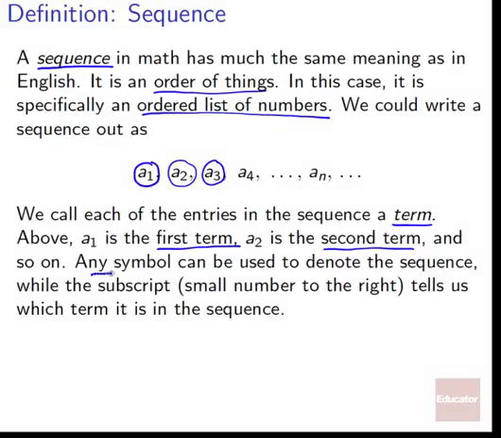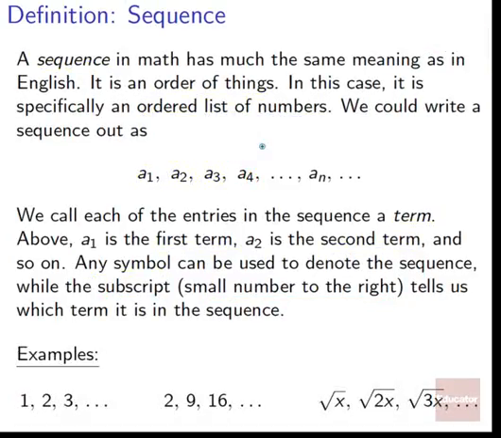Any symbol can be used to denote the sequence. In this case, we're just using the lowercase letter A, but we could use any letter, any symbol that we wanted. A is a common, convenient one, though. The subscript, that's the small number to the right, so here, this little number 4, a subscript 4, a sub 4, tells us which term it is in the sequence. So this 4 here tells us that it is the fourth term in the sequence.